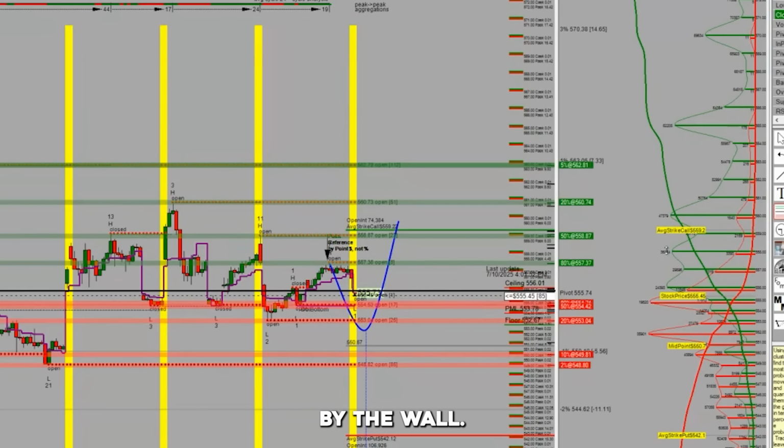What do I mean by the call wall? Take a guess. I honestly have no clue. So the call wall is like a resistance. Call wall means that it's a resistance. It's like a wall for the upside, right? So it's a call wall. It means that it is a resistance.